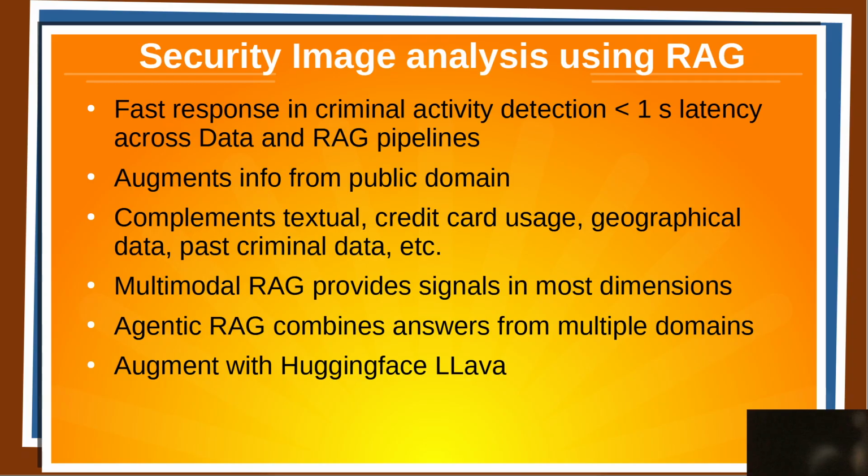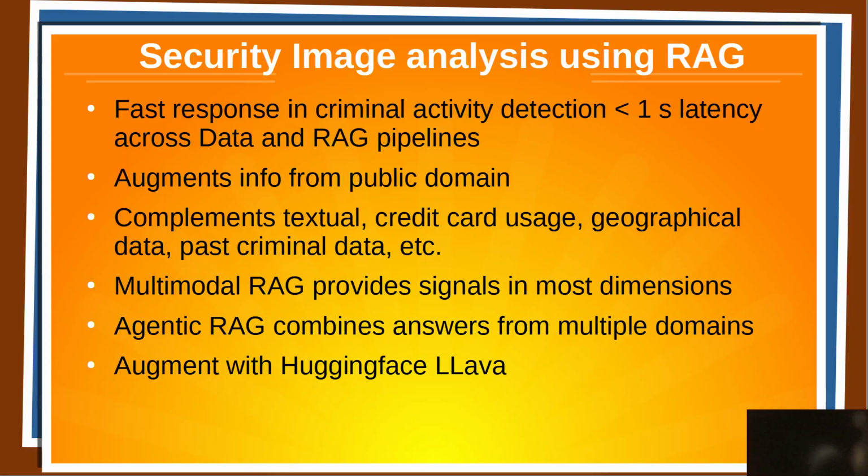So a typical use case requires something like a fast response time in criminal activity detection, less than 1 second latency across the data and RAG pipelines. It needs to augment information from the public domain, from police databases and so on. And it complements textual credit card usage, geographical data, past criminal data, etc. So multimodal RAG provides signals in most dimensions. And the emerging agentic RAG combines the answers from multiple domains. So that is one way to address this problem.